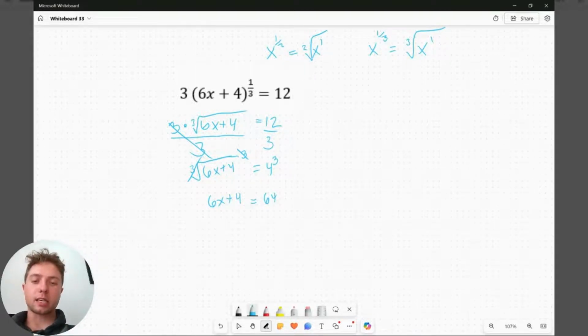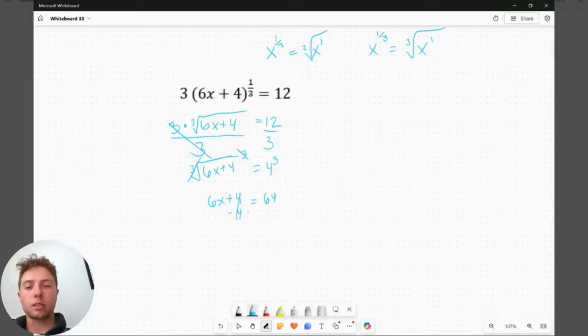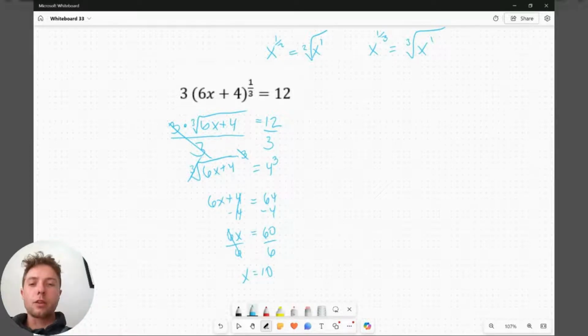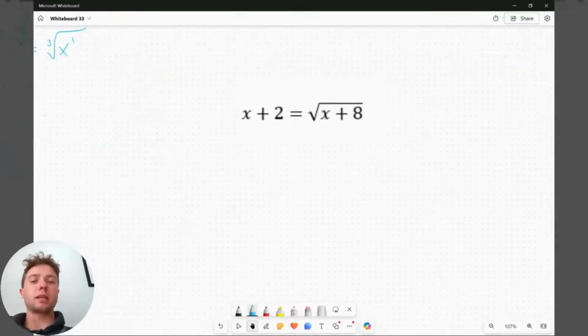So now I have 6x plus 4 equals 64. Again, now that the root is gone, we should be okay solving from here, just performing our two steps. Subtract the 4, divide by 6. It looks like x equals 10 in this case. Those are different types of problems you might see.